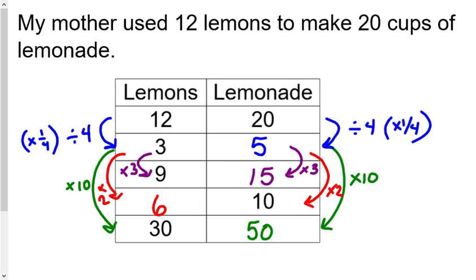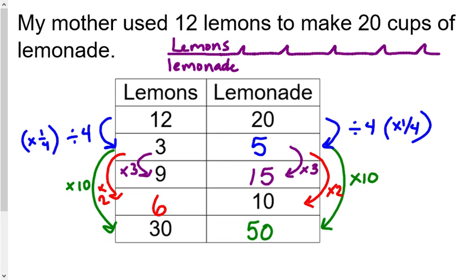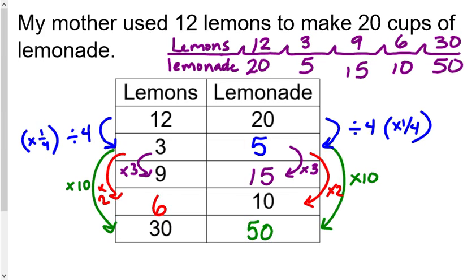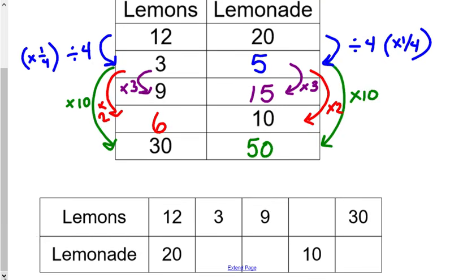And so now what I have found is that the ratio of lemons to lemonade, and I could write it in all these different ways, is equal to a ratio of 12 to 20, or it's equal to a ratio of 3 to 5, or it's equal to a ratio of 9 to 15, or it's equal to a ratio of 6 to 10, or it's equal to a ratio of 30 to 50. All of those ratios are equal to one another. And if you do your ratio table going across, that also makes it really easy to see that bridge map idea.